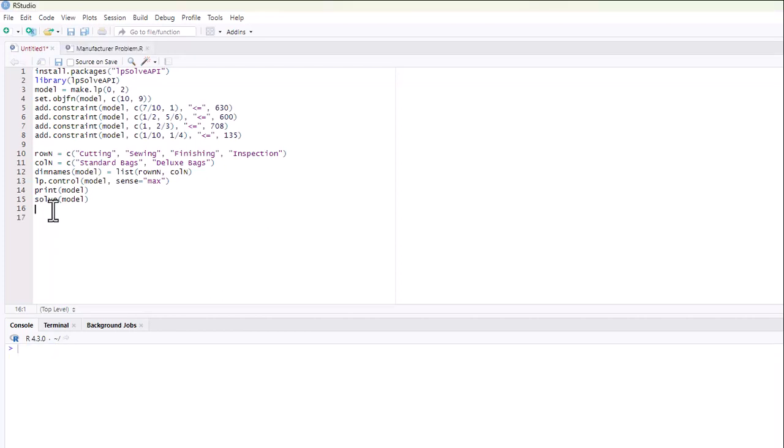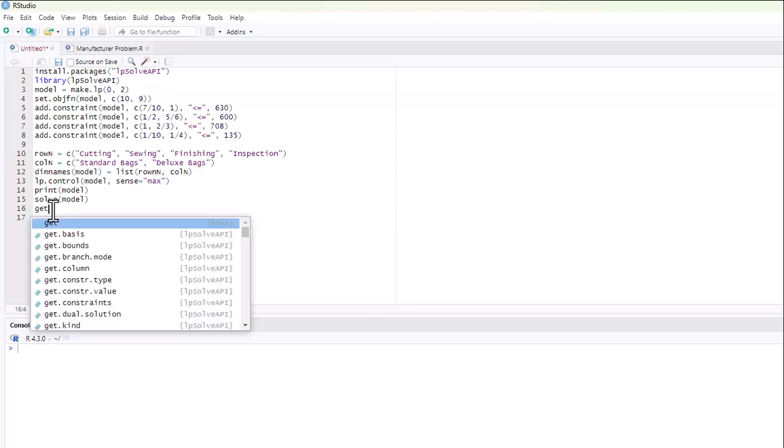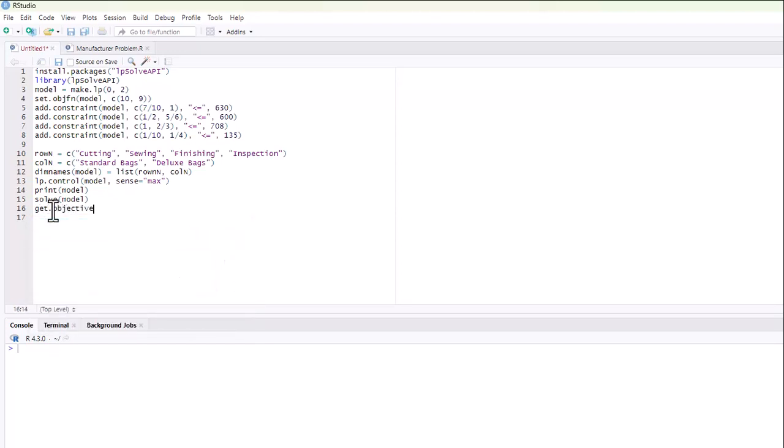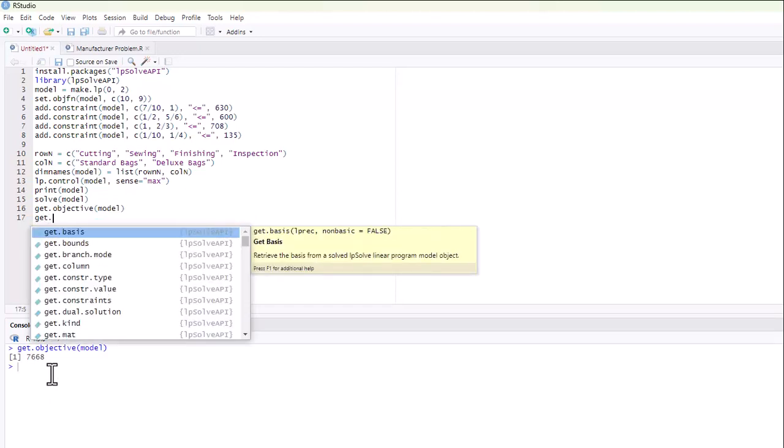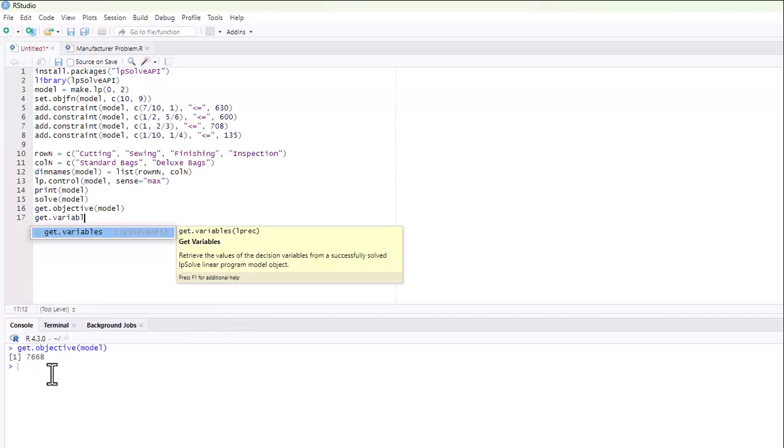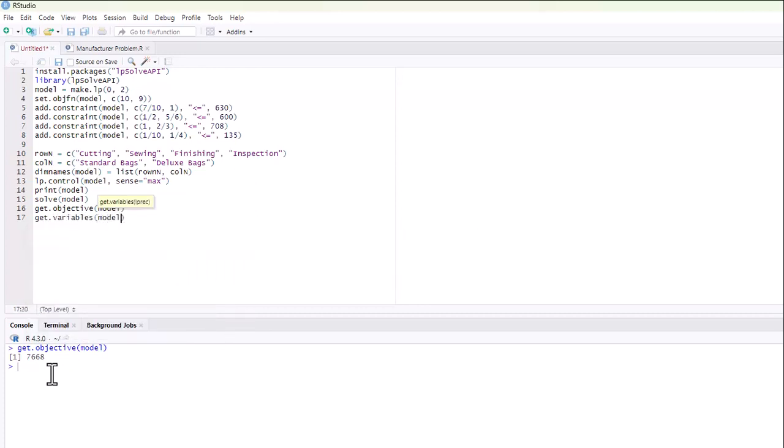Now let's get our objective function answer and the variables. Get objective model. So it says 7668. Get variables model, and this. You can verify the answers from the Excel as well.